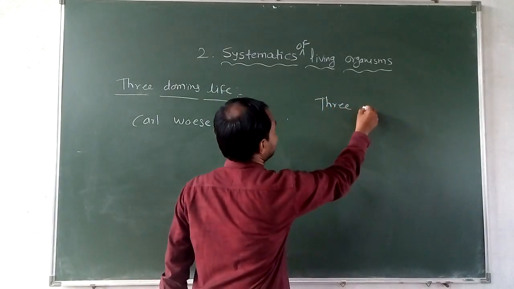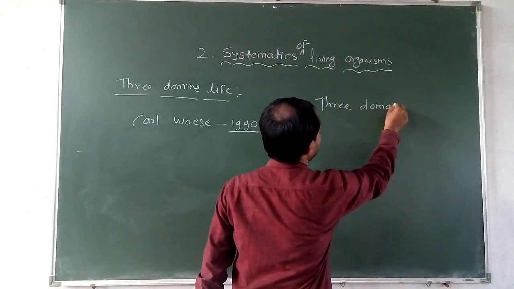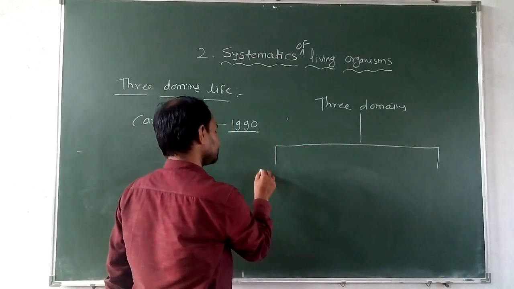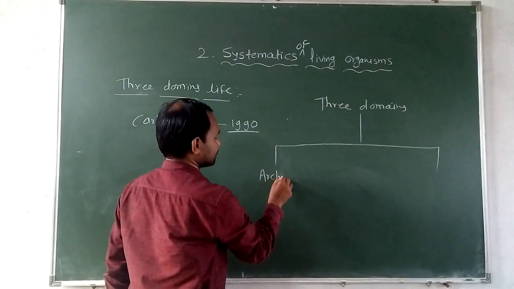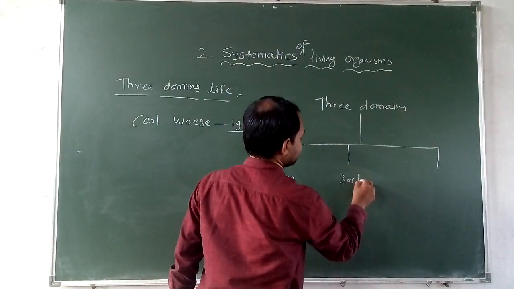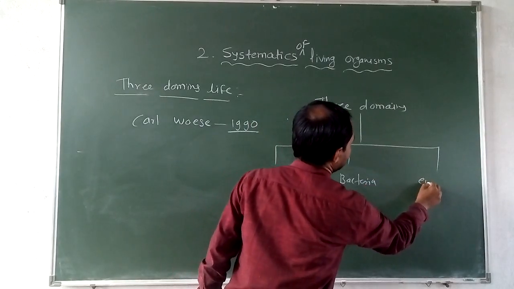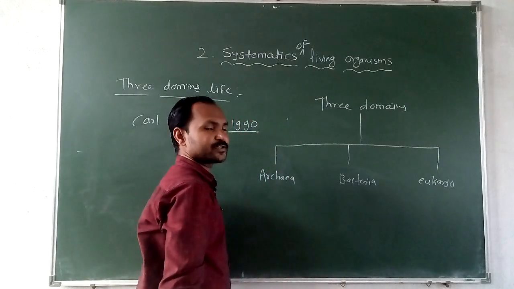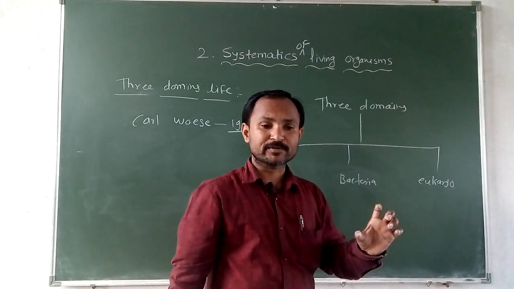here I will write, three domains. Now the first one, archaea, second one, bacteria, and third one, eukarya. These are the three domains. Now what does domain mean?